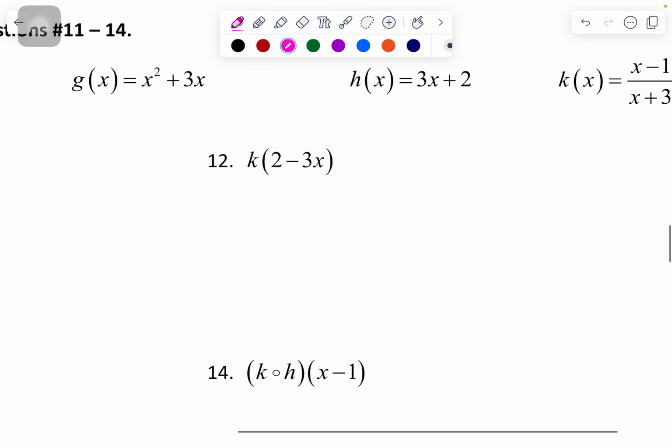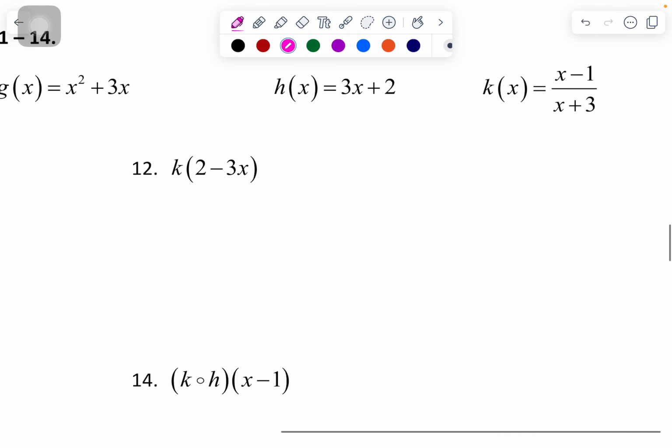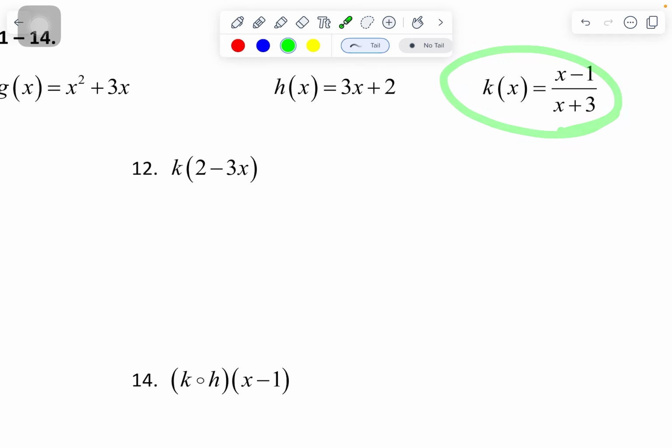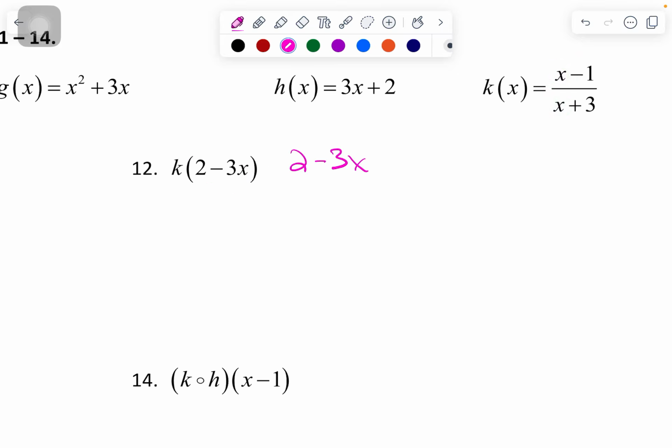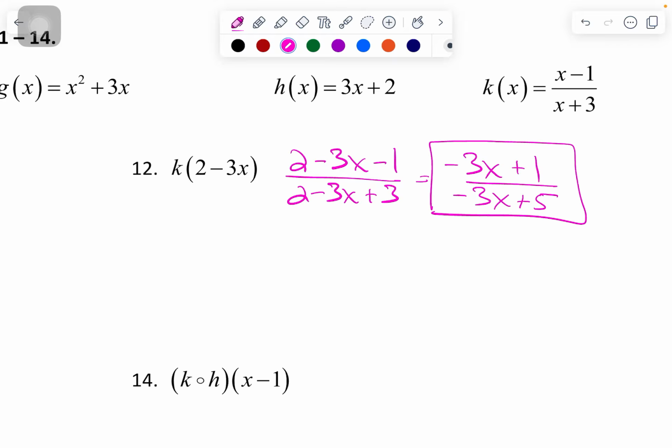Let's see, k of 2 minus 3x. So k function here, everywhere I have an x, and there's 2 of them, I'm going to replace it with 2 minus 3x. So that's going to be 2 minus 3x minus 1, and 2 minus 3x plus 3. So negative 3x plus 1 over negative 3x plus 5. I'm content with that. And no, again, you cannot cancel those out because you have to be able to cancel out an entire factor. And those are terms.